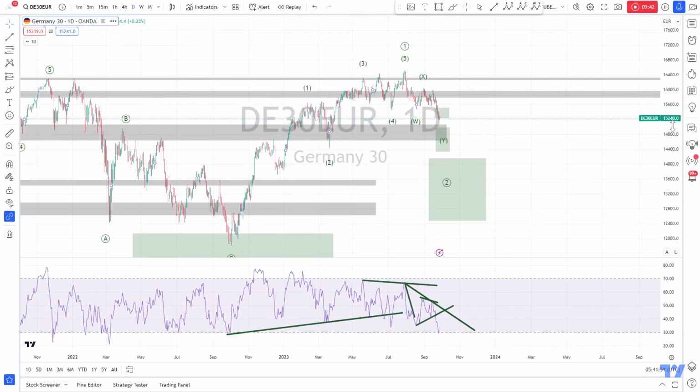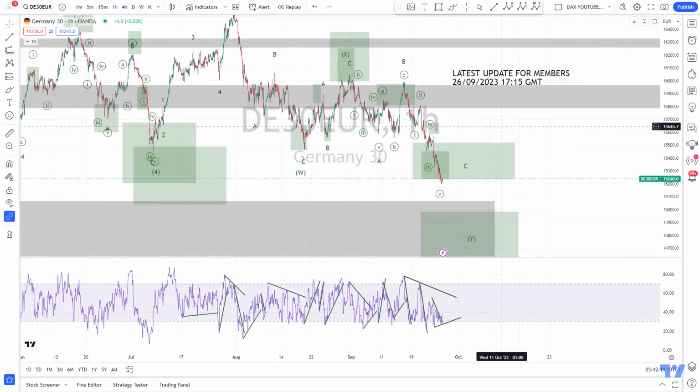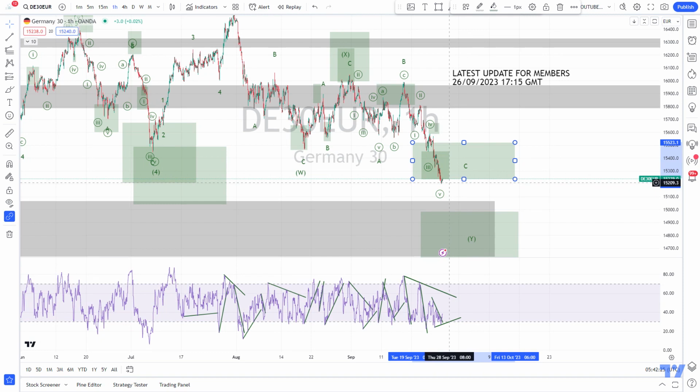So let's say the only argument in favor of moving up here is that if you believe that it is a wave 4, then we touched the 0.618 Fib level. So that's the maximum retracement for a wave 4. So we should go up from here. And also on the 1 hour, you could say we have 5 waves down. And we reached here the extreme area of the wave C, so the 1.618 Fib extension.